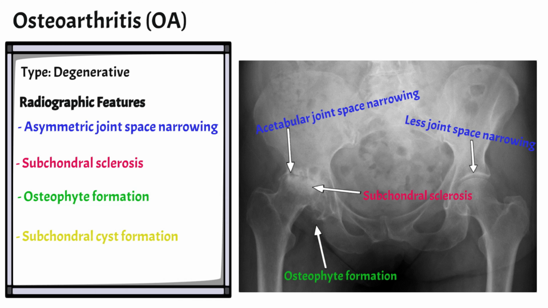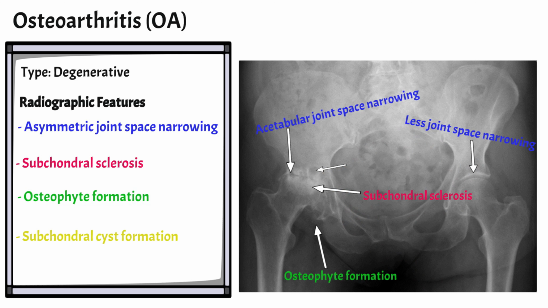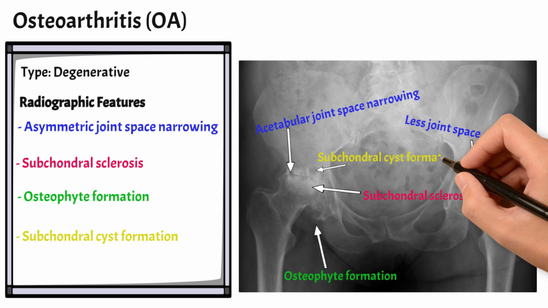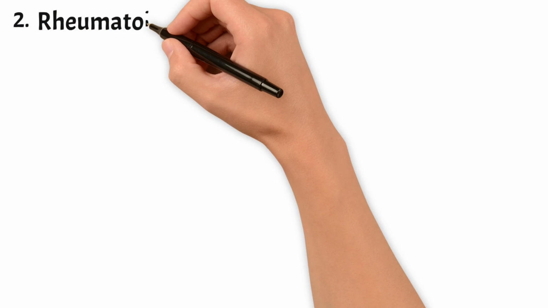Now, as well as subchondral sclerosis, you may also notice subchondral cyst formation on a radiograph demonstrating OA. These are fluid-filled sacs inside the joint that will extend out from one of the joint-forming bones. We can see an example here just superiorly to the right femoral joint.